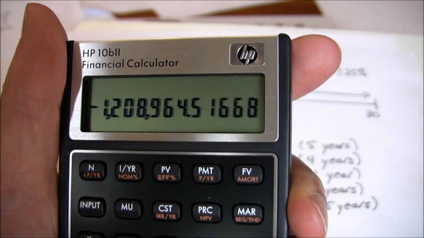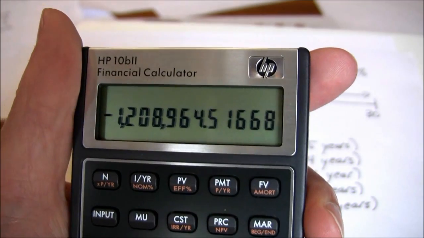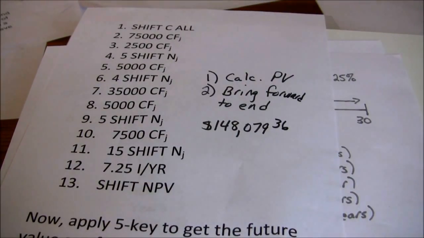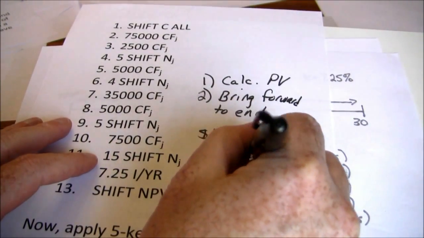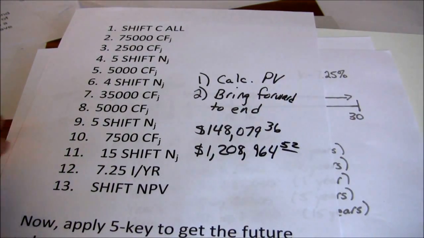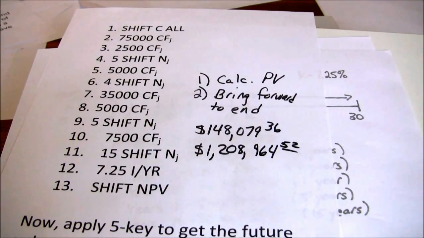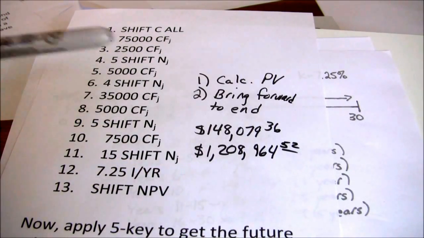So this cash flow stream is going to be worth $1,208,964.52 to us at the end. So let me just write that down. $1,208,964.52. If this was a retirement savings plan and we were actually able to make those savings over the next 30 years, earn our 7.25%, at the end of 30 years, we're going to have a little over $1.2 million waiting for us at retirement.